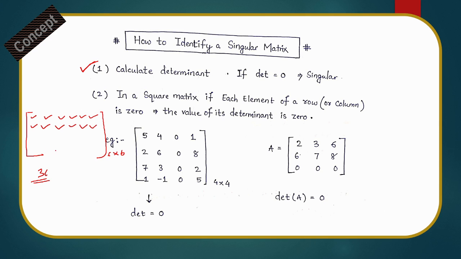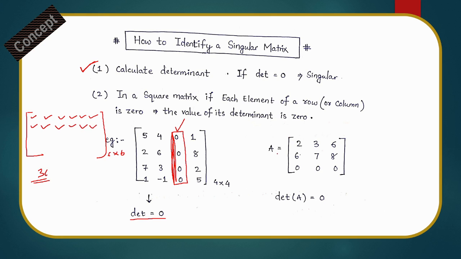How we can observe: here, for example, one column is 0. In a square matrix, if each element of a row or a column is 0, you can say the determinant equals 0. We need not find the determinant. We can simply see the matrix and say its determinant equals 0, hence it is a singular matrix.